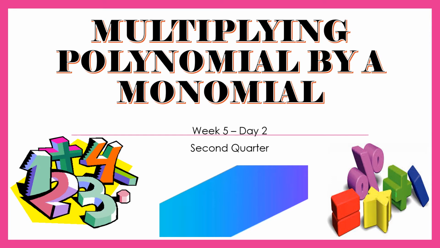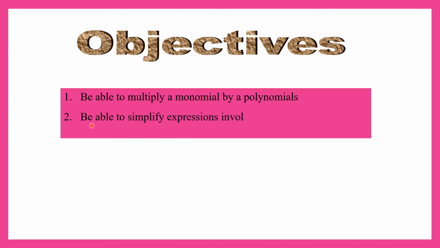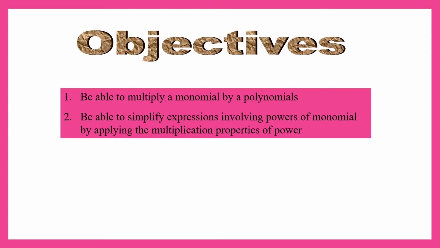Our lesson for today is multiplying a polynomial by a monomial. Again, this is week 5, day 2 for the second quarter. Our objectives: be able to multiply a monomial by a polynomial, and be able to simplify expressions involving powers of a monomial by applying the multiplication properties of powers.